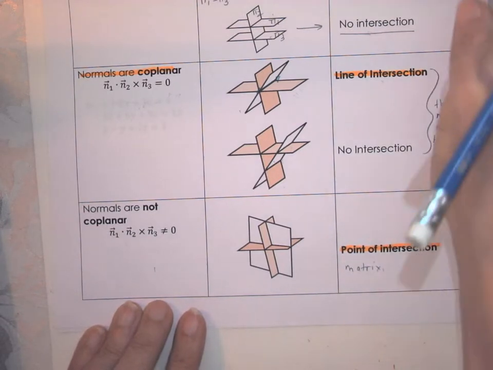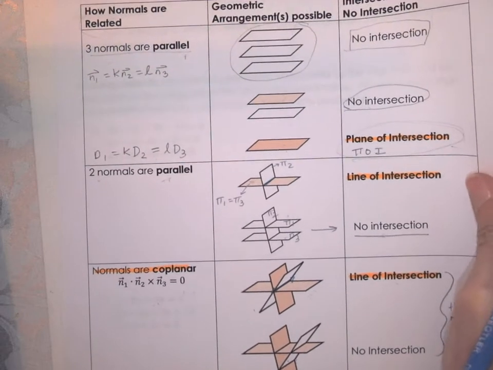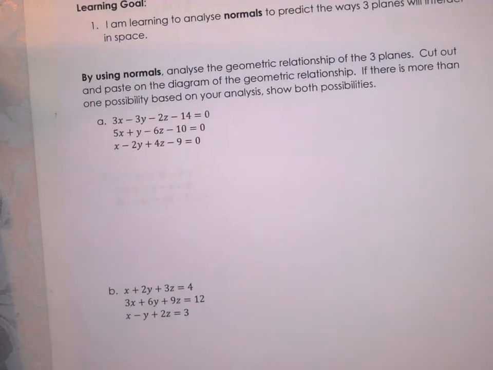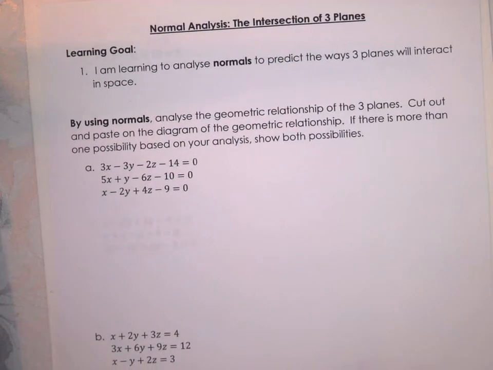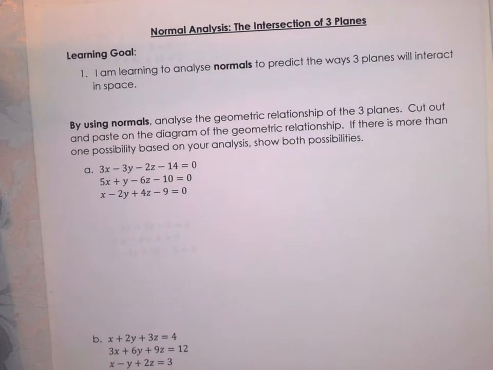Okay, so before we get into matrices, we're going to try just doing our normal analysis here. So you want to find this sheet next. Normal analysis should be two-sided.